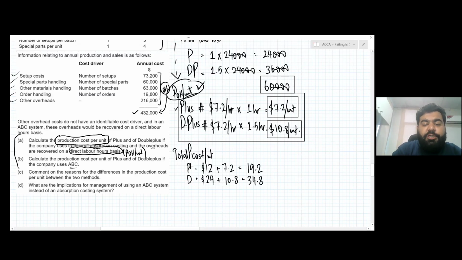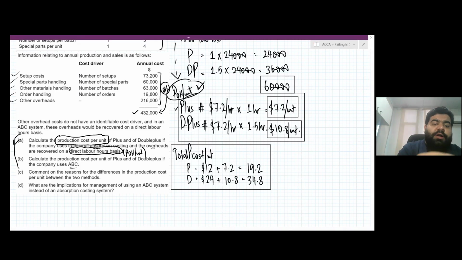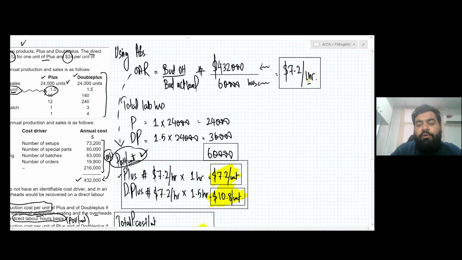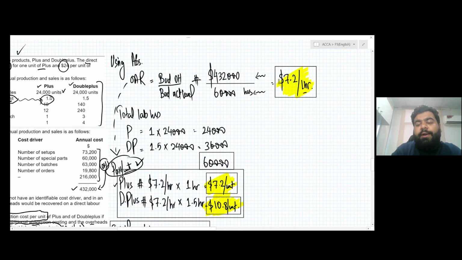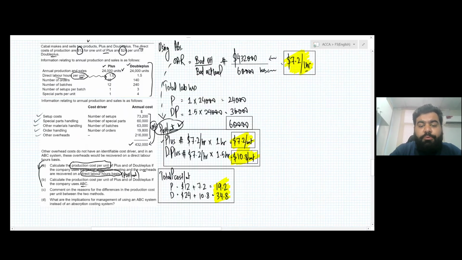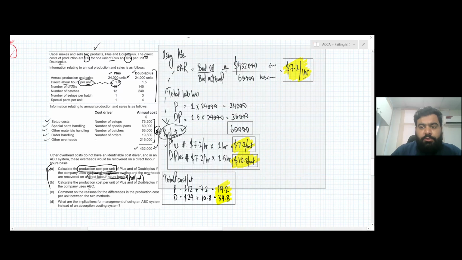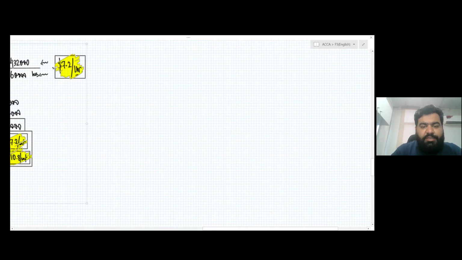We have done the first A requirement easily. Complete production overhead per unit we have calculated. I am going to highlight the main answers. This is the main answer. And the production overhead per unit is calculated with the help of the OAR that we have calculated here, 7.2 per direct labor hour. So this is the scenario according to absorption costing. Now I am going to copy this and paste it to the right side.